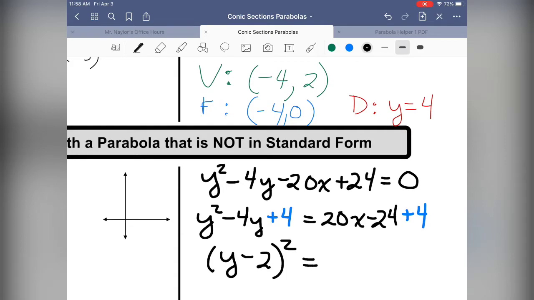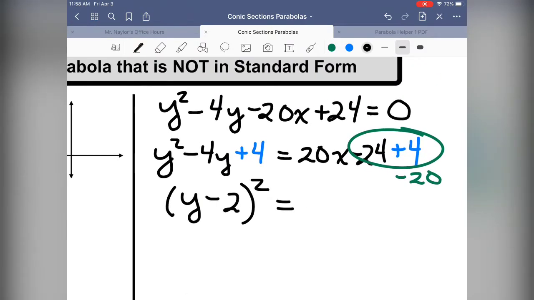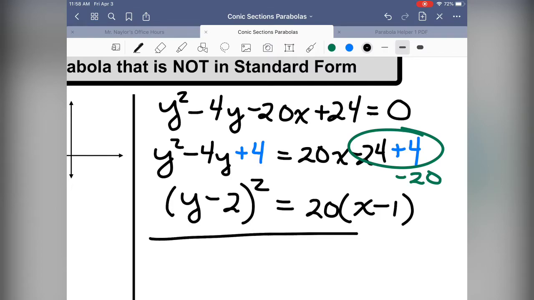Now, of course, over here, if you add negative 24 and 4, you're going to end up with negative 20. I'm going to just think of that as negative 20, because what I also want to do is make this side look a little bit more standard. That is, I want to factor out a 20. And if you factor out 20, you're left with x minus 1. So all of a sudden, my equation, when it just becomes factored, is looking a lot more standard.